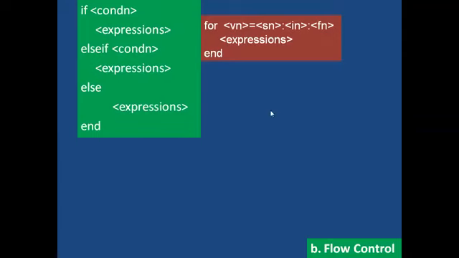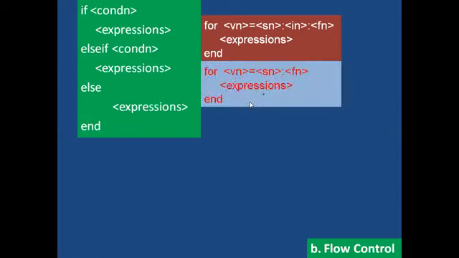And this is going to be the for loop. For, it's a variable name and starting value, increment value, and then final value. Till then, it will execute these expressions. Sometimes we want to increment with a value of 1. In that situation, you need not give the increment value. If the increment value is not given, the default value is assumed as 1.